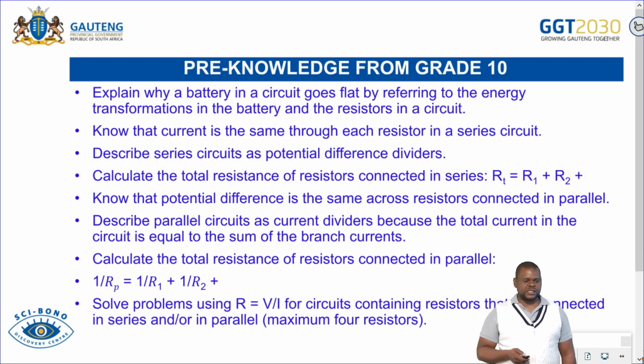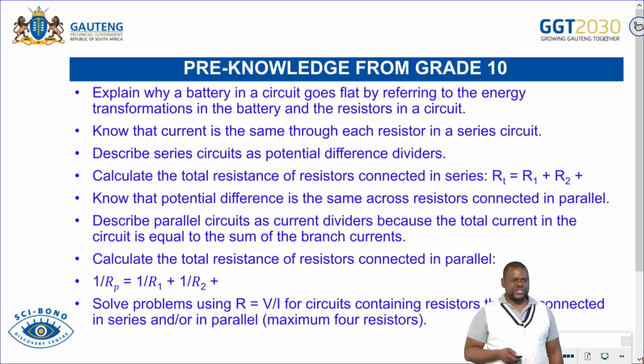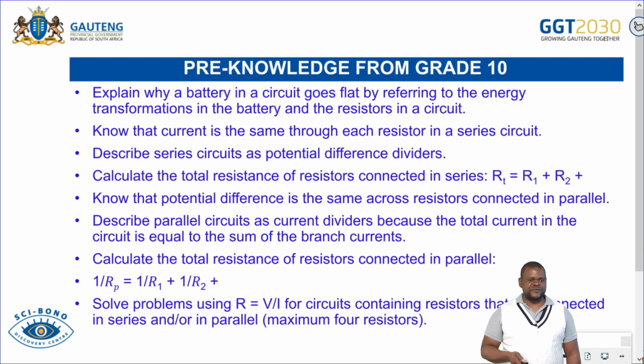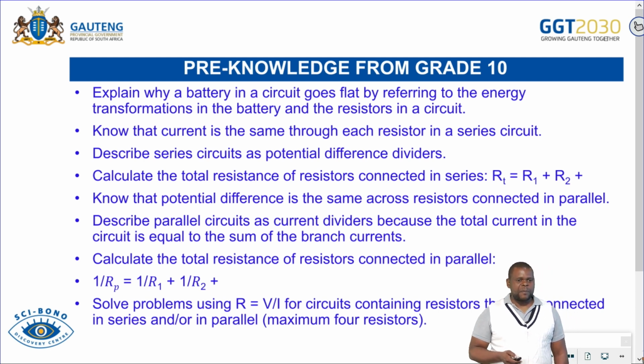Solve problems using R, which is resistance, equals V over I, which is potential difference divided by current, for circuits containing resistors that are connected in series and/or in parallel. We work with a maximum of 4 resistors, learners.